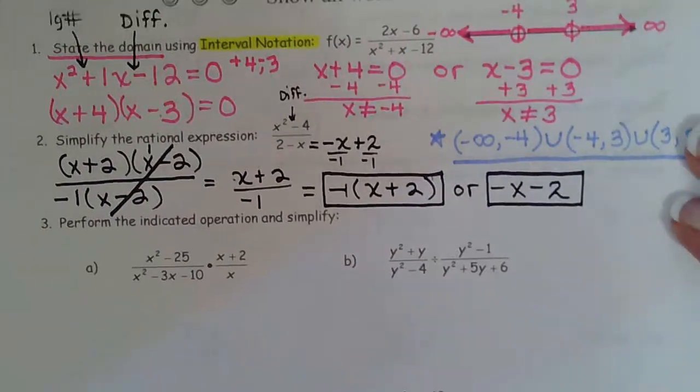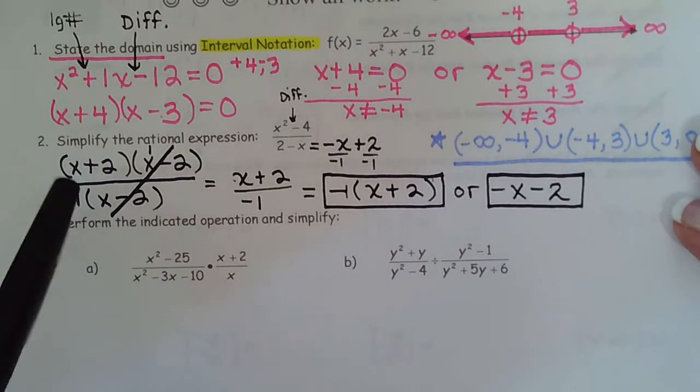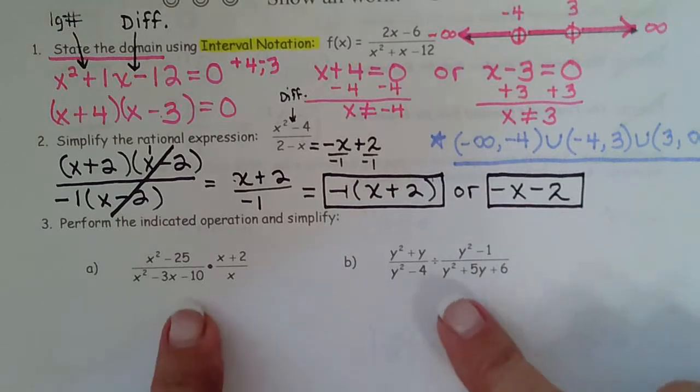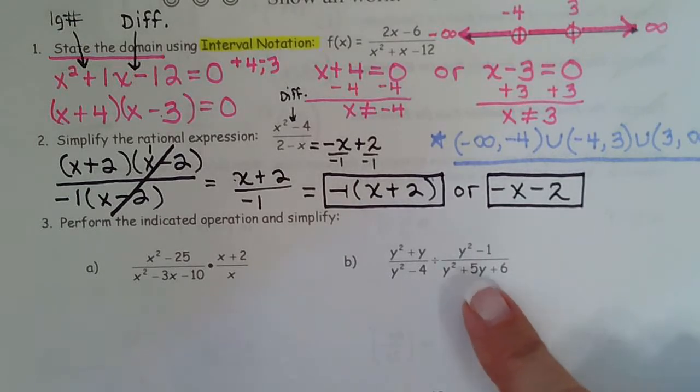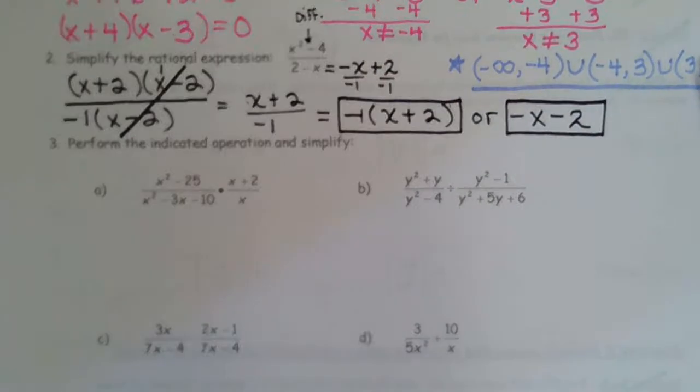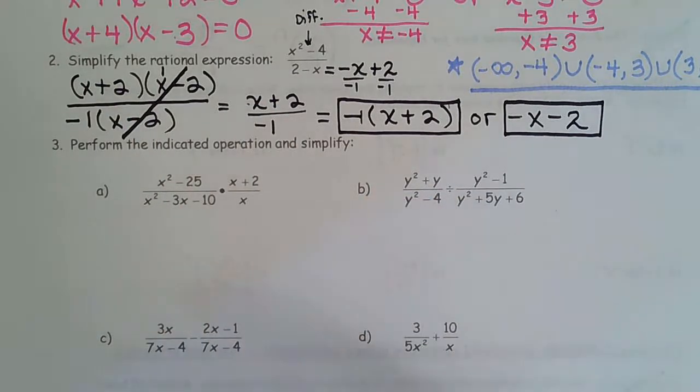Okay, so that is 5.1. Then 5.2 was our multiplication and division. Same exact steps as this: factor everything, cancel common factors, write what's left.